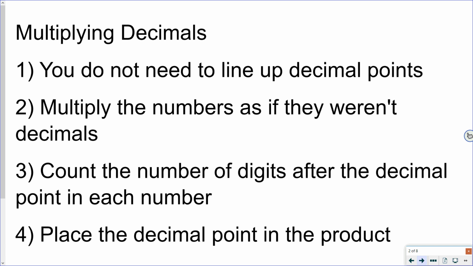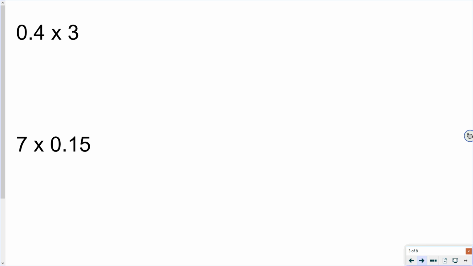We then count the number of digits after the decimal point in each number, and then we place the decimal point in the product. And so what we do is we take the total number of digits after the decimal points in the two numbers we're multiplying together, and then that tells us how many digits are behind the decimal point in our answer. Okay.